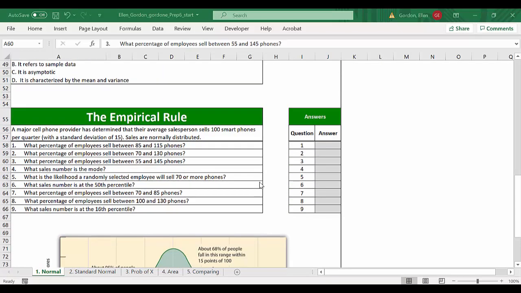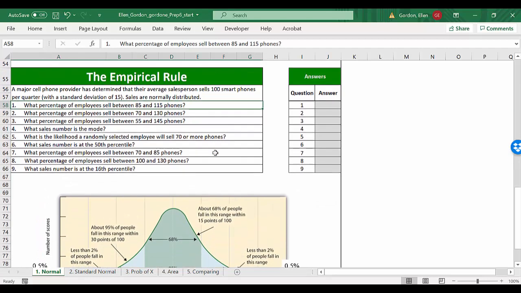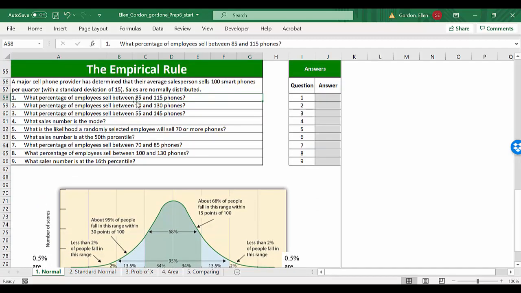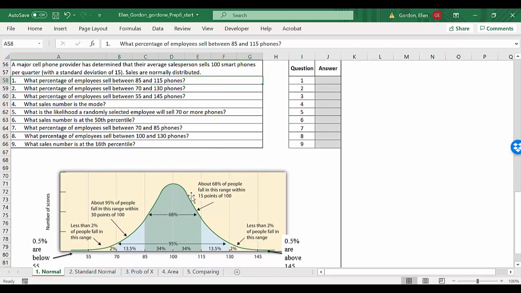We're going to be working with a cell phone example. Just as a reminder, the average salesperson sells 100 smartphones per quarter with a standard deviation of 15. Sales are normally distributed, so we can apply the empirical rule. The first question asks, what percentage of employees sell between 85 and 115 phones? This question is essentially asking what percentage of employees are from 1 standard deviation below the mean, 85, to 1 standard deviation above the mean, 115. Again, the empirical rule states that this is 68%.